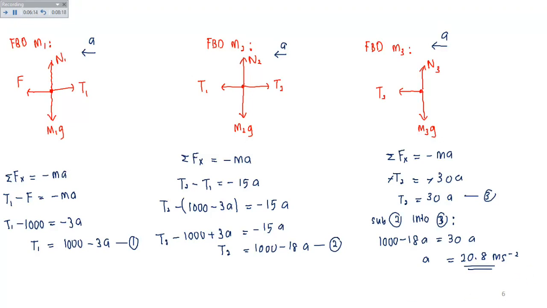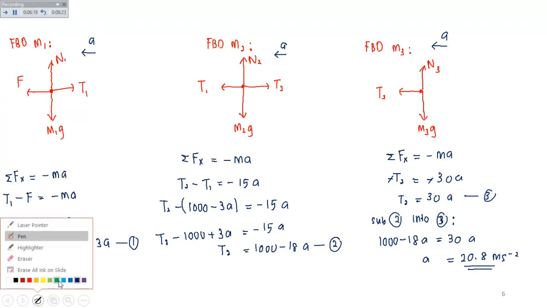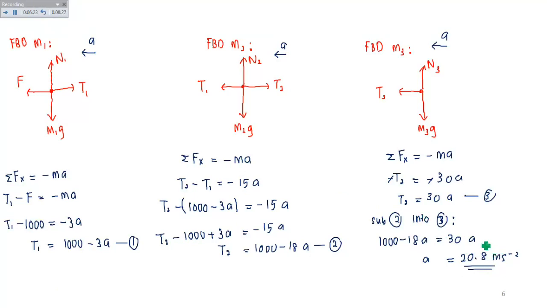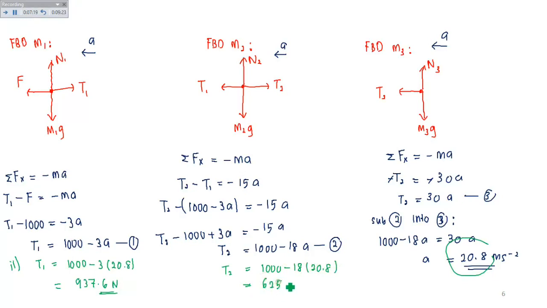Alright, so untuk soalan yang kedua minta kita cari value of T1 and T2. Okay, so apa yang kita buat sekarang is kita masukkan value of acceleration ni ke dalam equation 1 and equation 2. Okay, so to solve question 2, just substitute the value of A into equation 1 and 2. So T1 equals 1000 minus 3 times 20.8. So we will get the value of T1 is 937.6 Newton. Okay, and then for T2 equals 1000 minus 18 times A. Okay, so we will get T2 is equal to 625.6 Newton.